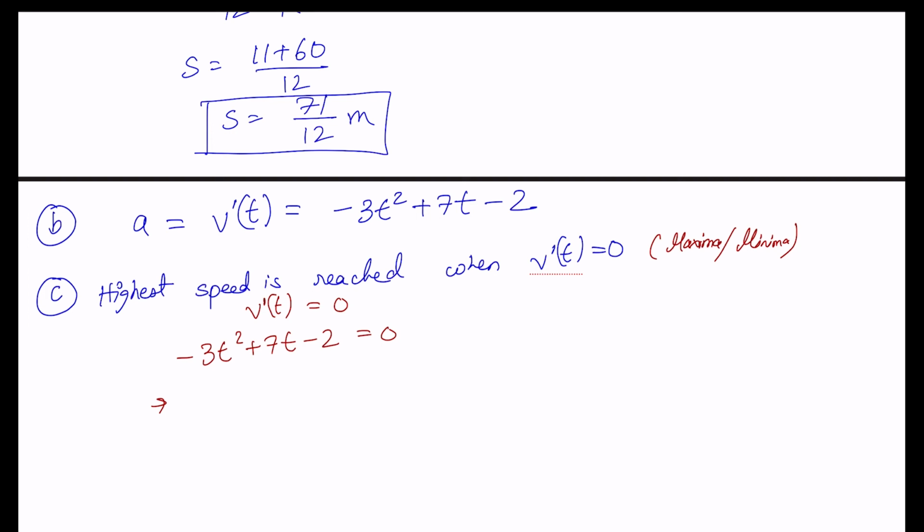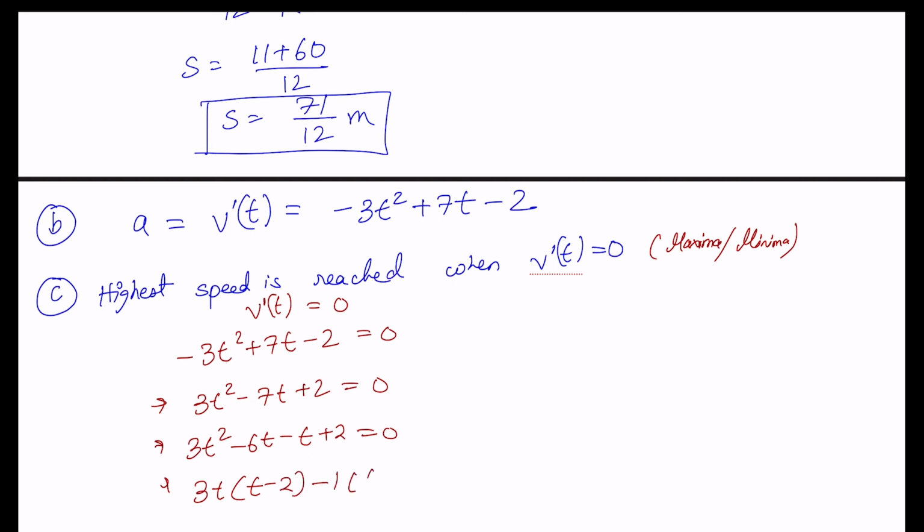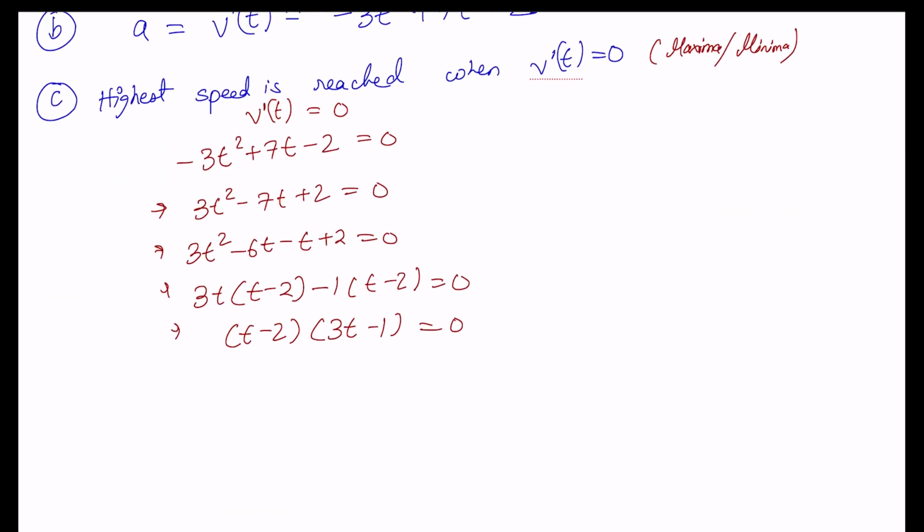So we can factorize this thing. If I take minus 1 common, we get t minus 2 and 3t minus 1 equals 0. So we'll have two solutions: t minus 2 equals 0 and 3t minus 1 equals 0. It gives you t equals 2 seconds and t equals 1 by 3 seconds.